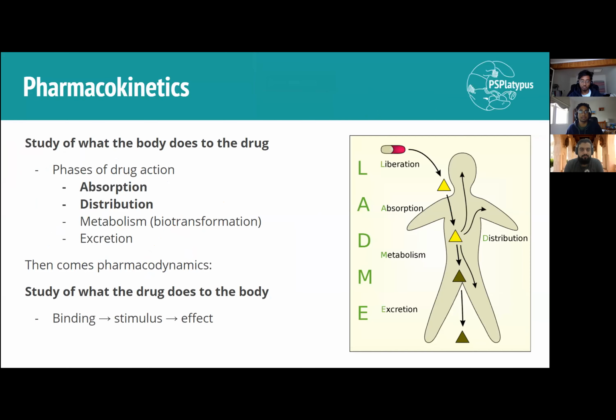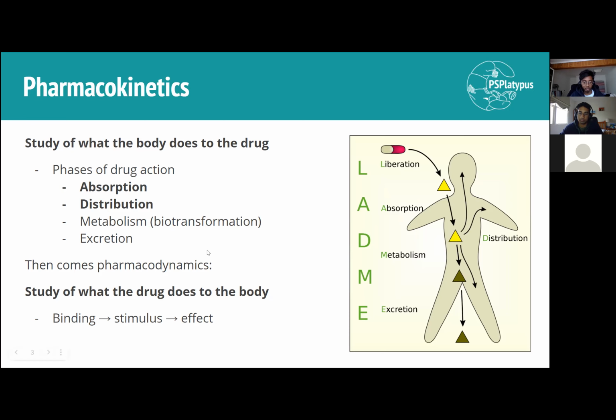So pharmacokinetics. So pharmacokinetics is essentially the study of what the body does to the drug, right? So there are a couple of different steps before we think about what the drug does to the body, because we still got to do things like absorb it, metabolize it, and then excrete it as well. As you can see on the slide, absorption and distribution is what we're going to focus on first, and then we're going to move on to metabolism and excretion after.